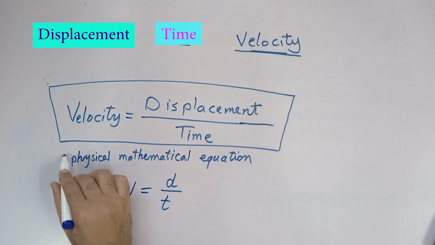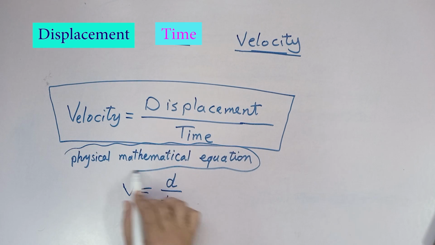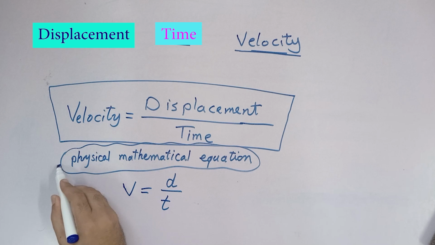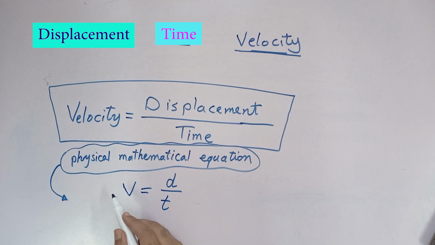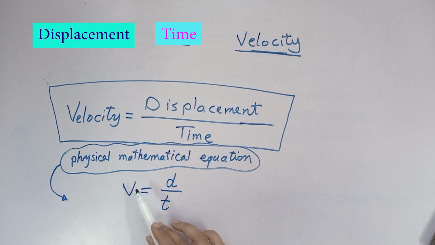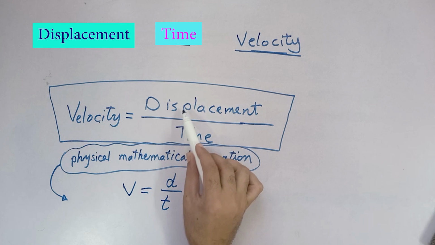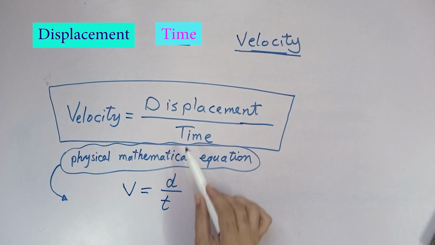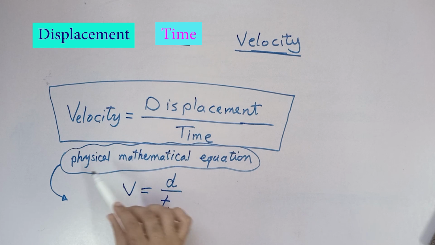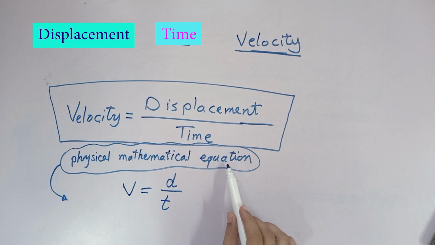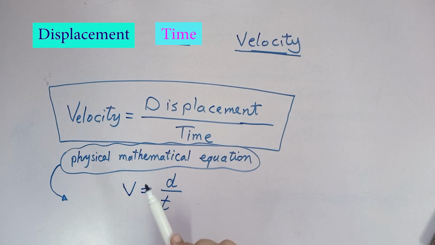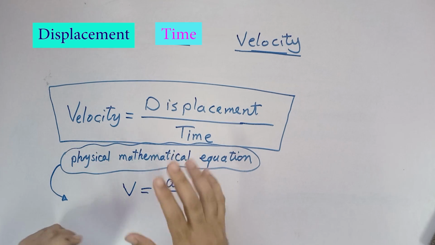So what is a physical mathematical equation? What does it mean? As you see, it is a shorthand formula to give a physical illustration. V means velocity, D means displacement, T means time. So the physical mathematical equation means a shorthand formula to give a physical illustration. It's important to know that.